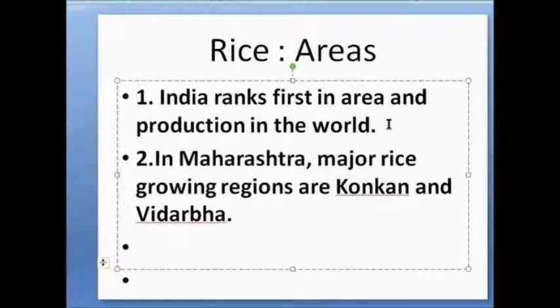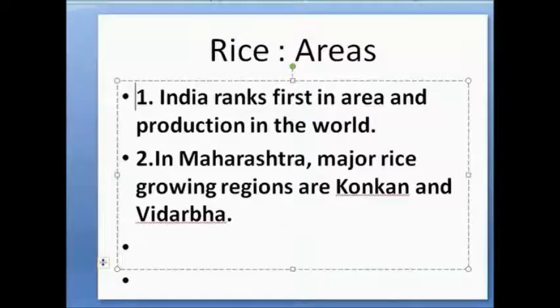In India, particularly in Maharashtra, rice is grown in Konkan and Vidarbha regions on a large scale. It is so because water availability is ample and the climatic condition, particularly rainfall, is more suitable for cultivation of rice. And to be noted that the varieties grown in different areas have different specialities.